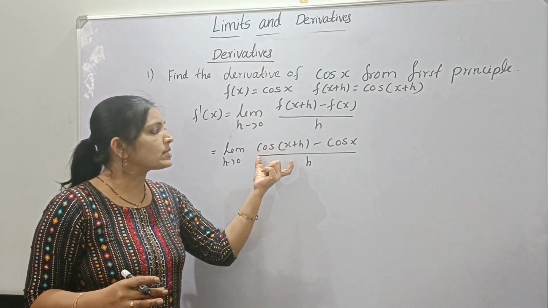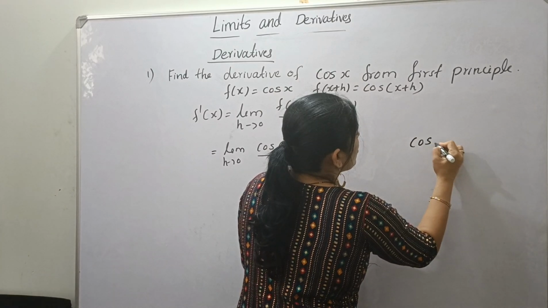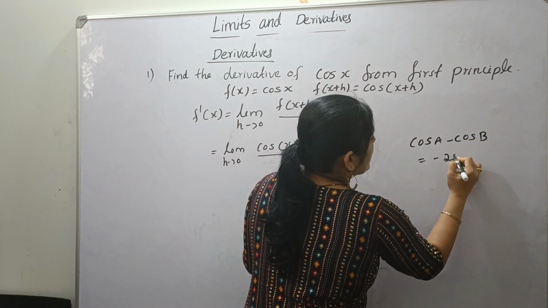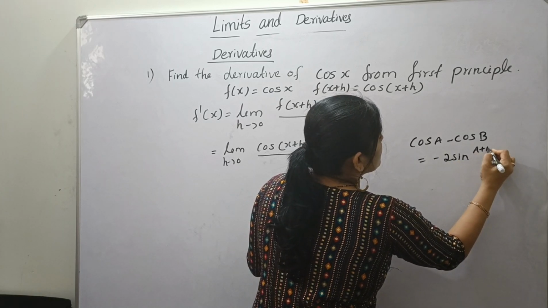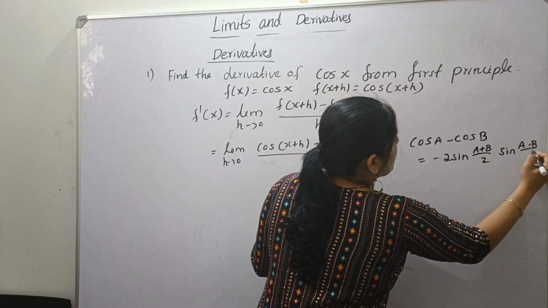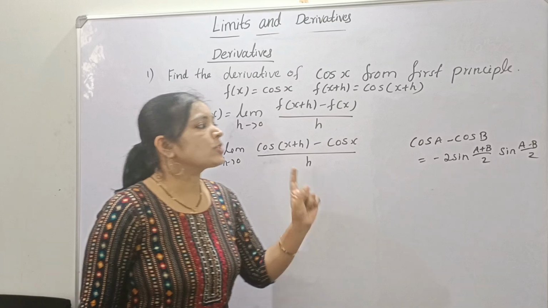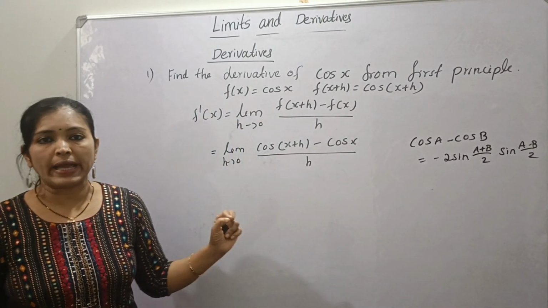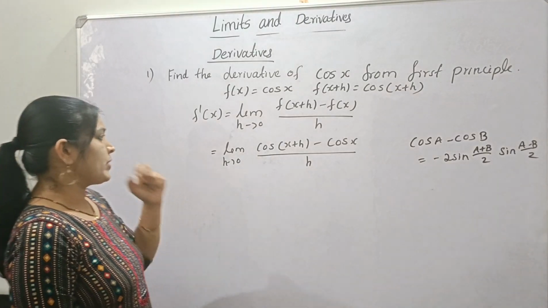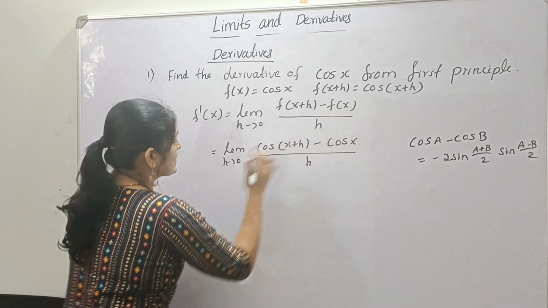It is of the form cos a minus cos b. We learned that in trigonometric functions, cos a minus cos b is equal to minus 2 sin of (a plus b) by 2 into sin of (a minus b) by 2. It is the formula. Remember, cos a minus cos b is equal to minus 2 sin of (a plus b) by 2 into sin of (a minus b) by 2. So here a is x plus h, b is x.